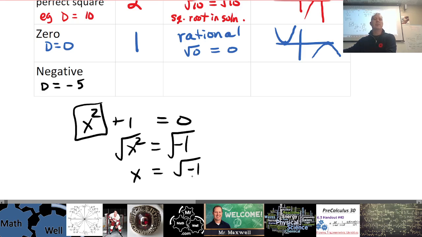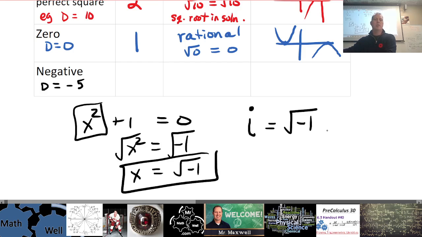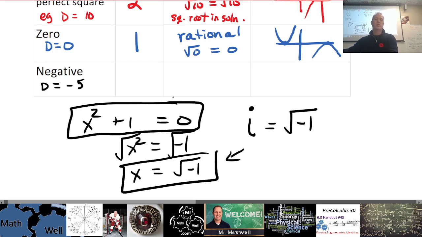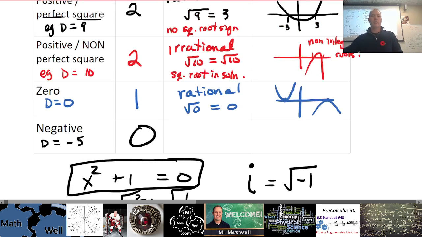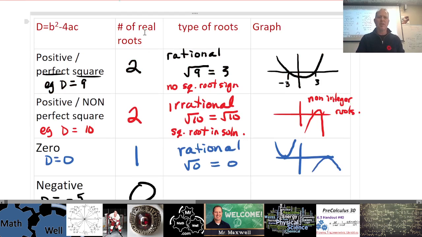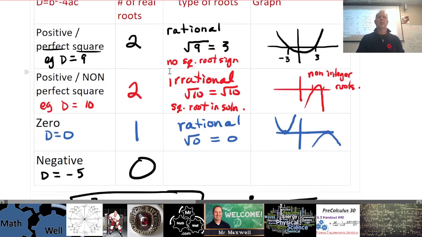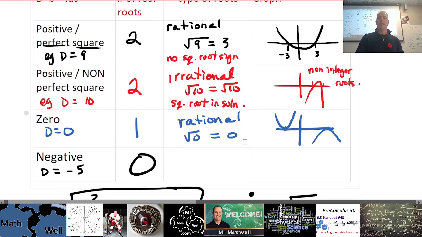Okay, non-real answer. So this square root of -1 is actually given a special letter, and that's i, the square root of -1. So this is technically a solution to this equation, but it's not a real solution. So I'm going to expand on that just a little bit. So you're right, there's 0 real roots. And notice I put number of real roots. So there's 0 real roots.